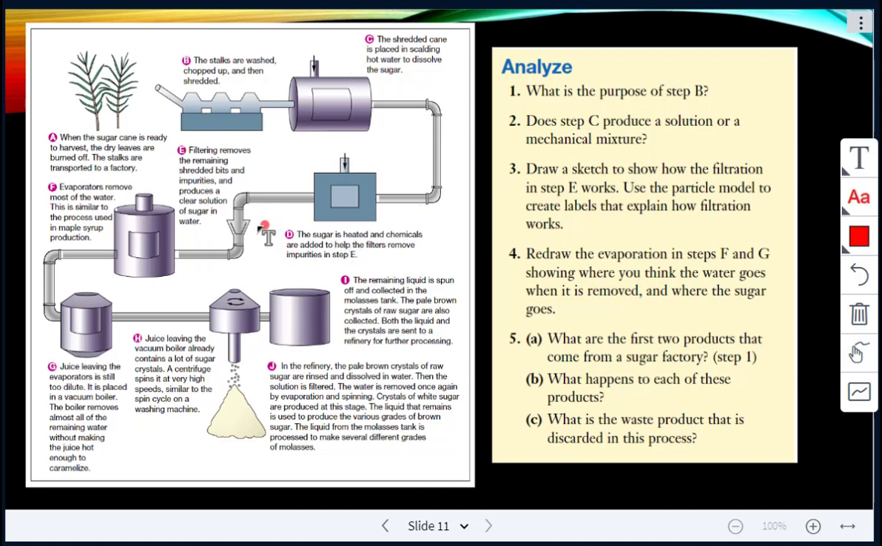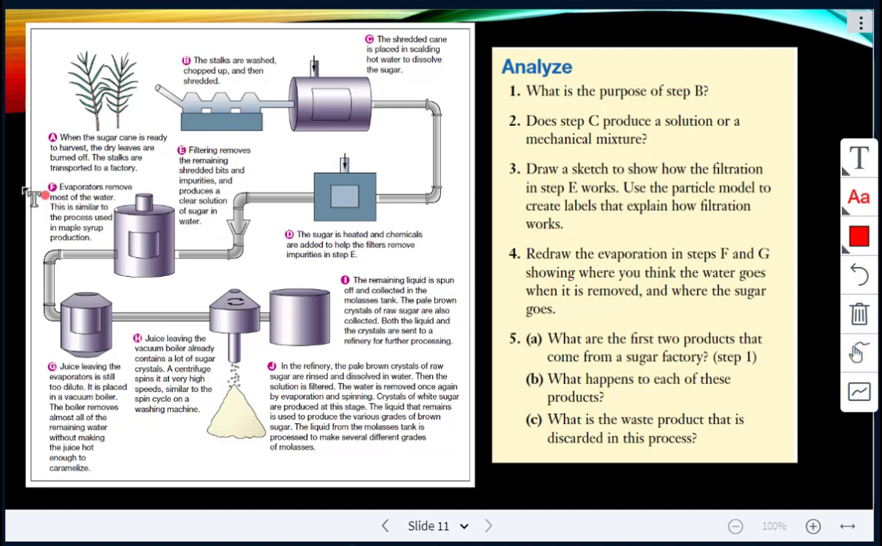All right, so now we're in D. The sugar is heated and chemicals are added to help the filters remove impurities in step E. So step E, there's a filtering device. It's going to remove the remaining shredded bits and impurities. It's going to produce a clear solution now of water and sugar.